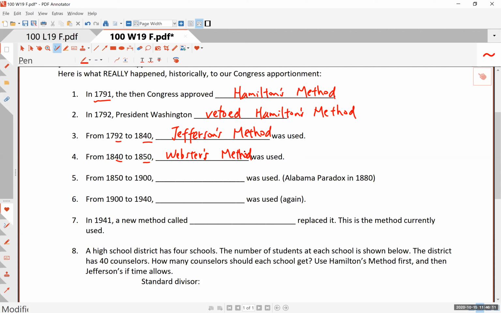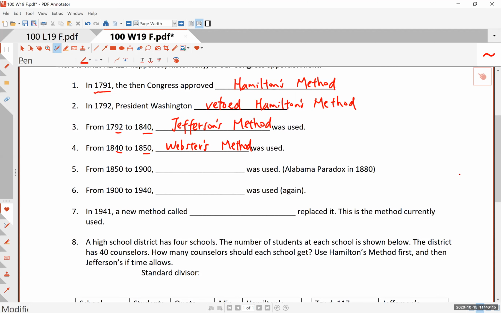You can read about this in the book if you'd like. This is a third method that was discussed. And so Webster's method was used for 10 years. And then something happened in 1850, and I'm not exactly sure what the detail was, but in 1850, Hamilton's method made a comeback, and Hamilton's method was used for 50 years, even though lots of things happened between 1850 and 1900.